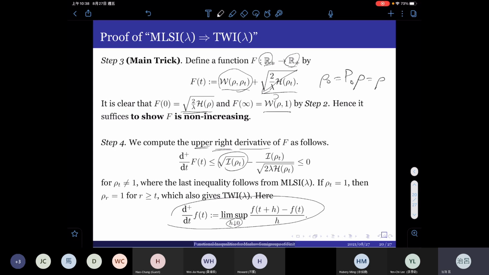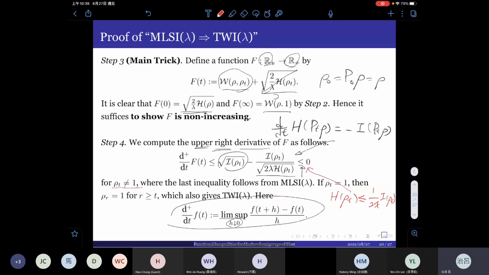the W derivative can be upper bounded by the square root of I, and for the last term we can use the derivative of the entropy of P_t rho equal to minus I of P_t rho. So we have a less-than form, and we may use the modified log Sobolev inequality to get here. That means we can rewrite this inequality in this form. It is less than this, and we can get this. Okay, and here rho_t is always not equal to 1. But if rho_t for some t equals 1, then rho_r always equals 1 for any r greater than t. So we can also get the modified Talagrand inequality.